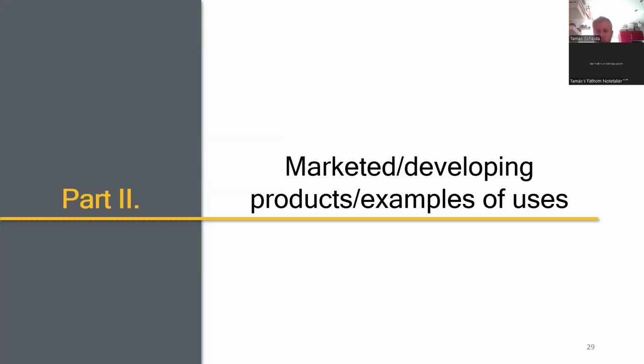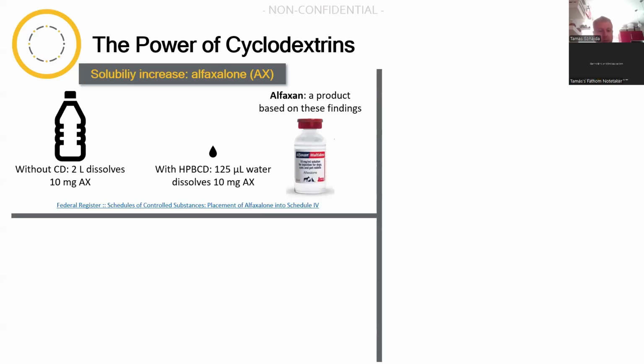So let's see a few marketed products and examples of uses of cyclodextrin. As we said, typically what we are seeing is solubility improvement. I would say that even today it's the mainstream. 90% of all the uses of cyclodextrins are to improve the solubility of some insoluble drug.